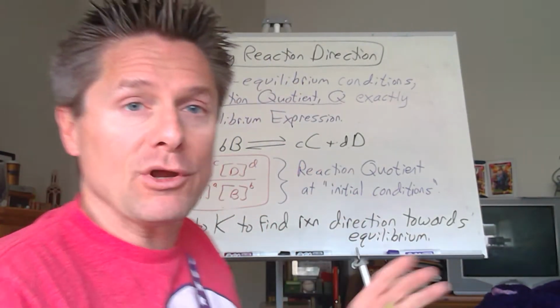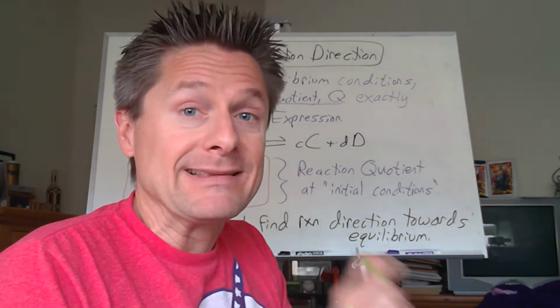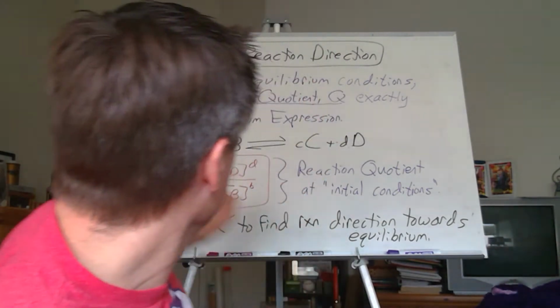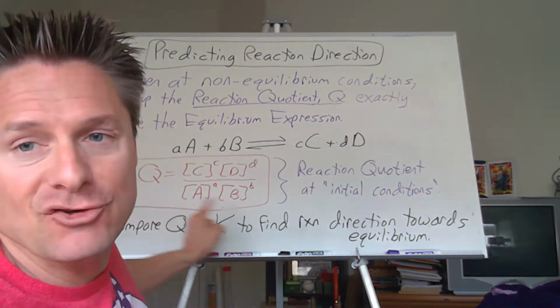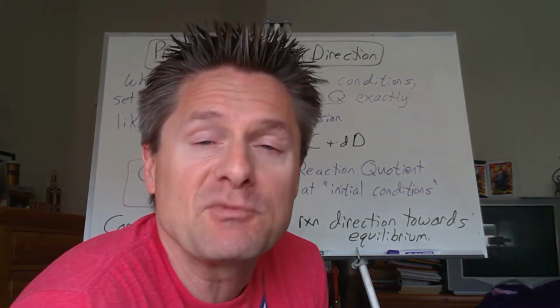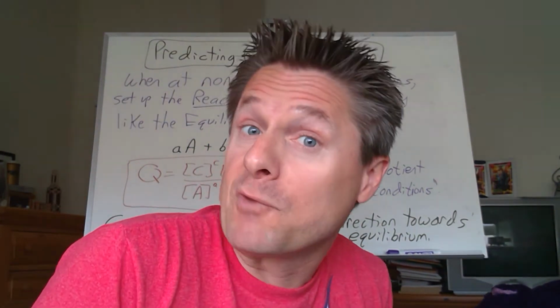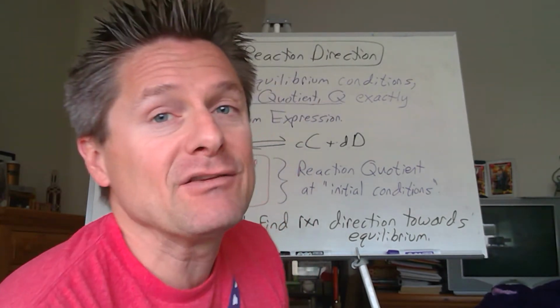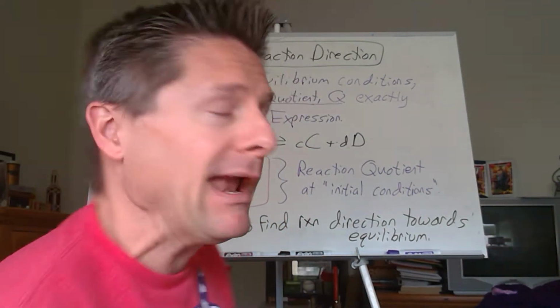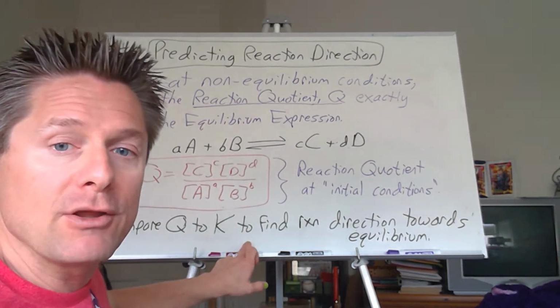All right? So what we're going to do is we're going to set up the equilibrium expression exactly like we did before. But instead of calling it K, we're going to call it Q. All right? Q is your reaction quotient. So think of it as the equilibrium expression, just not at equilibrium, all right? But it could be at equilibrium, we don't know. But what we're going to do is we're going to calculate this value of Q. We're going to compare it to K, right? We're going to compare Q to K.